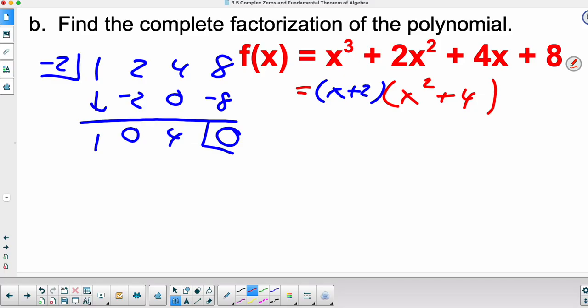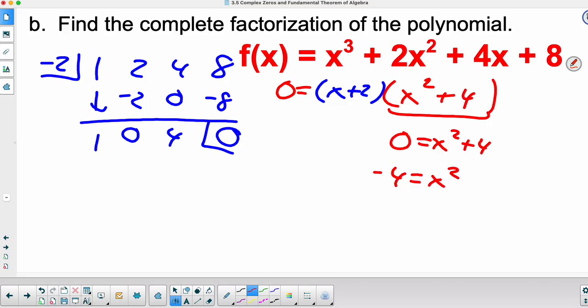My only option, or really two options: I could use the quadratic formula. Quadratic formula will always work. The only thing to be aware of, what's the b value? 0. The other option, since my goal is finding zeros, is to take this and set it equal to 0. I think this is easier than the quadratic formula. Can I solve for x here? Subtract 4.